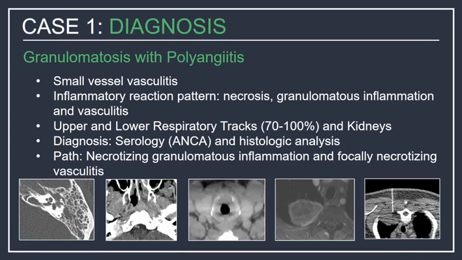Granulomatosis with polyangiitis is a small vessel vasculitis that's characterized by necrosis, granulomatous inflammation, and vasculitis that predominantly involves the upper and lower respiratory tracts as well as the kidneys. Diagnosis is confirmed by serology and histologic analysis as was performed in this patient. Because the upper respiratory tract is primarily involved, their classic otorhinologic manifestations may be their presenting symptoms.